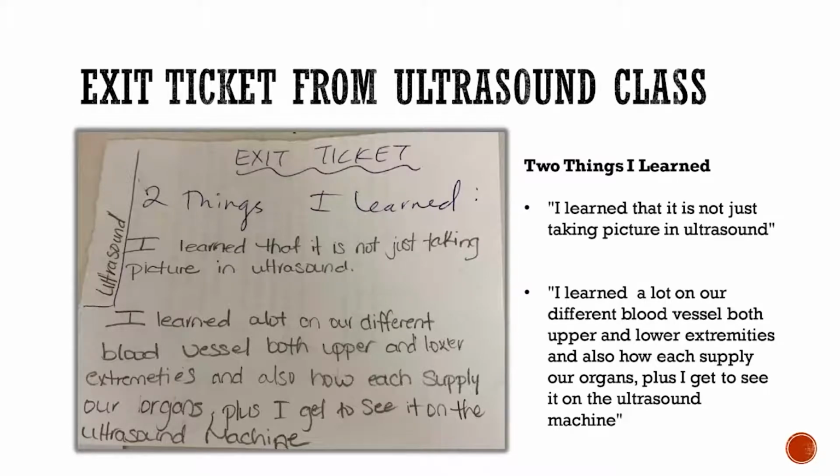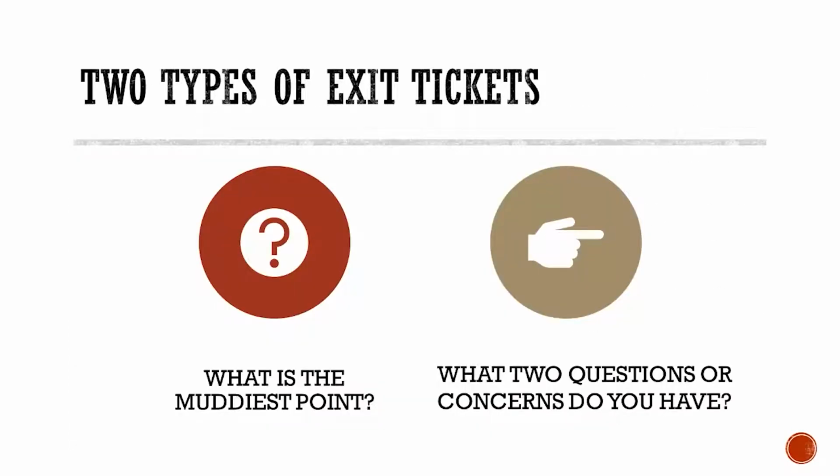And exit tickets come in many different sizes and shapes. Not literally sizes and shapes, but different types. There's what is the muddiest point when they leave your session? What is it that's still not clear for you? Or what are 2 questions or concerns that you still have? And that's good to know, because we try to do as much as we can in 30 minutes, 45 minutes max, but there's still stuff that's unclear, so it can be a lead into the next session.